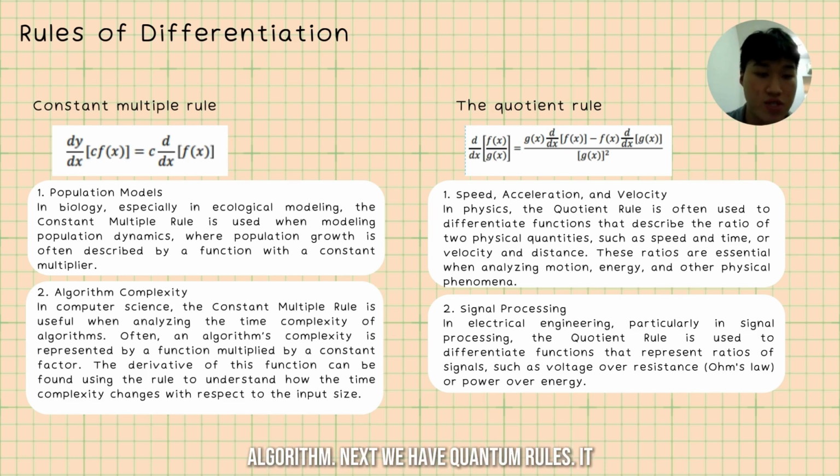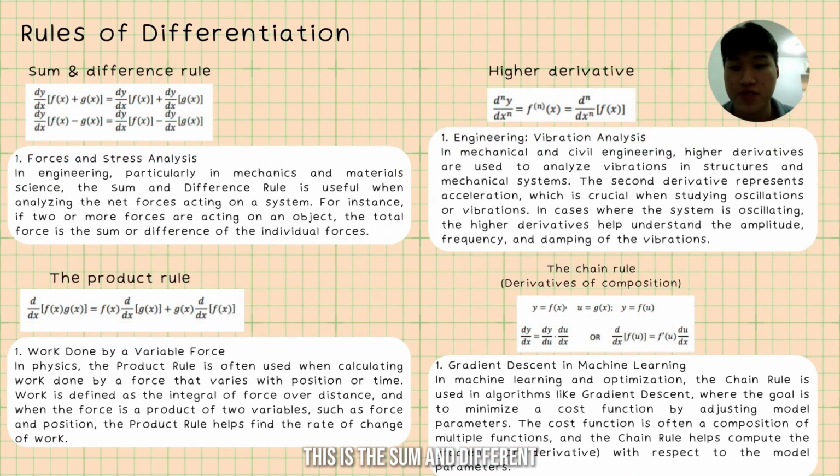Next, we have the quotient rule. It is often used to differentiate functions that describe the relation of two physical quantities. Next is the sum and difference rule. It can be used to analyze the net force acting on a system. Next, we have the product rule. It can be used to calculate work done by a force that varies with position or time.